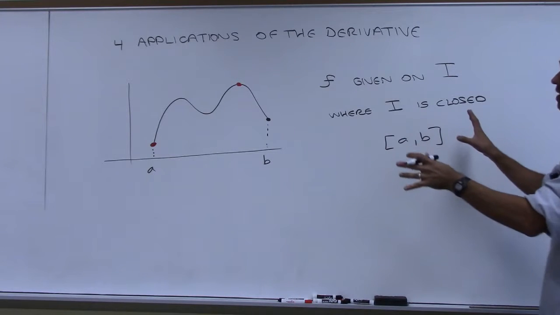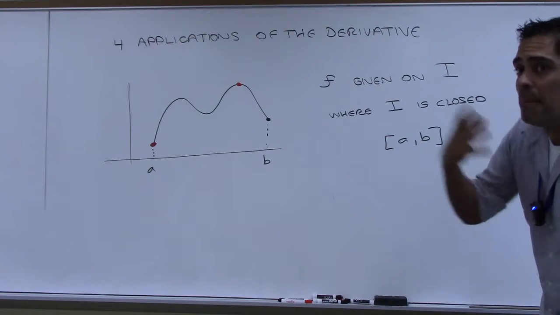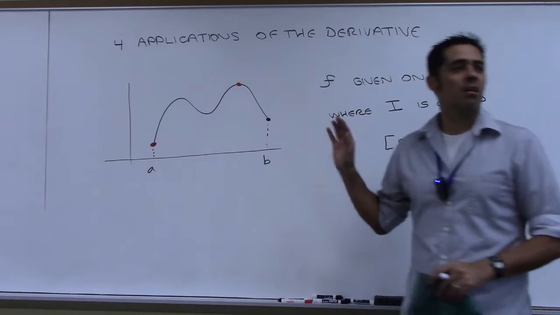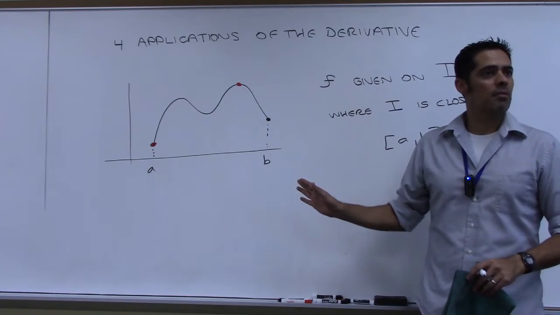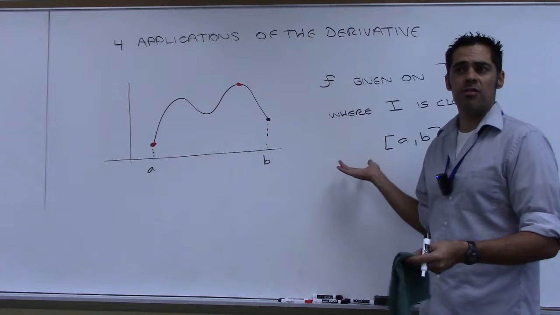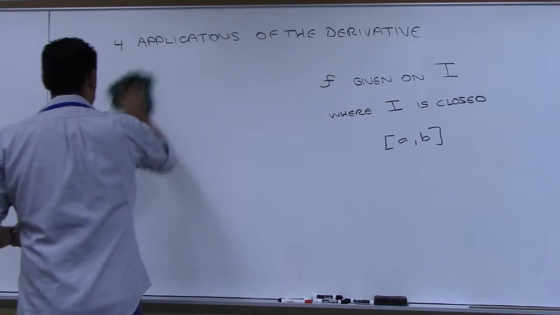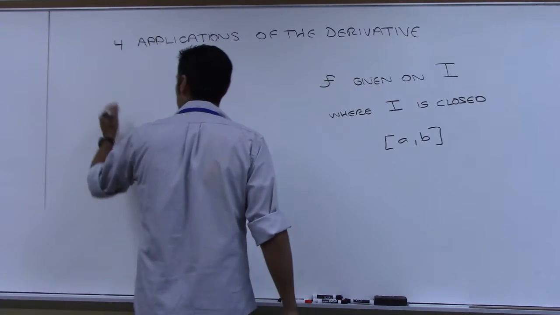Now, in contrast to this, the other major theme of this chapter is going to be, what if the function was not on a closed interval? In other words, what if the function just continued in both directions forever? Then you would have something like this, where you've got this function.